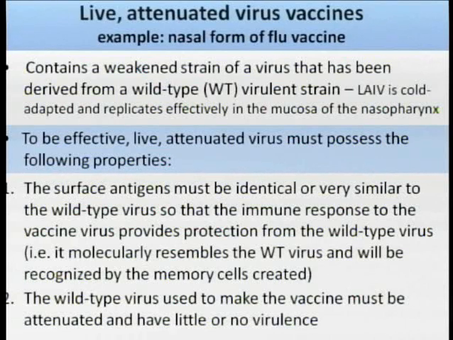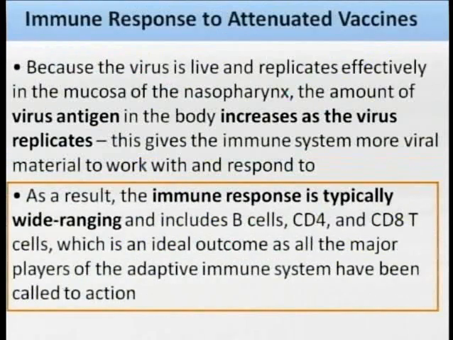And then obviously that wild type virus has to be attenuated or weakened to the point that it has little or no virulence, that it will not cause disease. So those are 2 of the properties that they have to possess. Now, as far as the immune response to attenuated vaccines, this is probably one of the most effective types of vaccines that you can have.